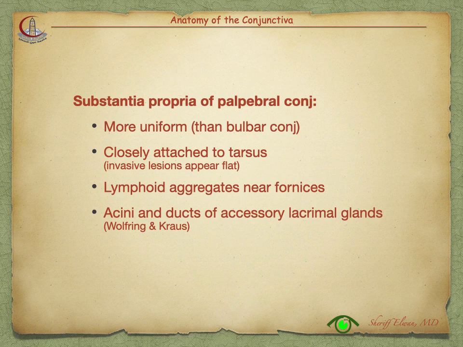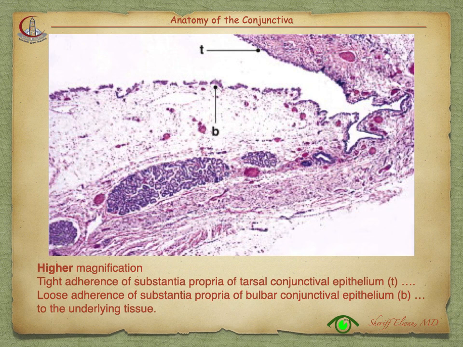The lymphoid aggregates are more near the fornix, and acini and ducts of accessory lacrimal glands exist here as well, of Wolfring and Krause. This is a histological section to show a comparison of the substantia propria of the bulbar conjunctiva B and the tarsal conjunctiva T. You can simply notice that there is tight adherence of the substantia propria of the tarsal conjunctival epithelium and loose adherence to compare on the bulbar side.